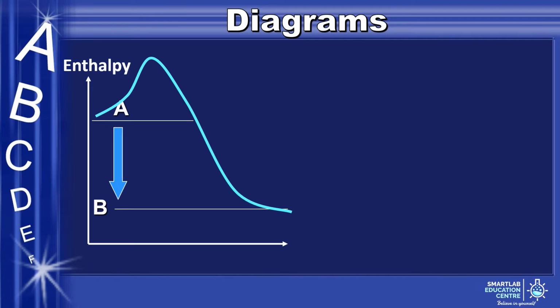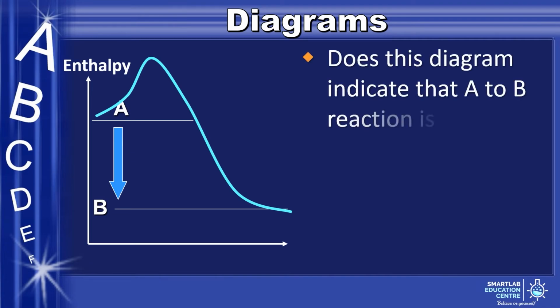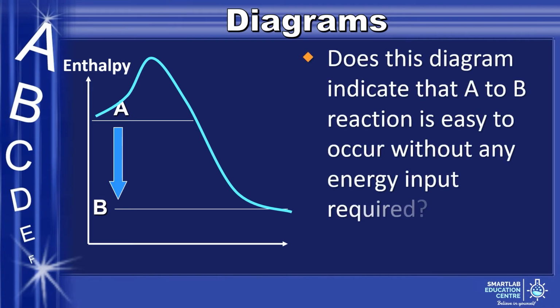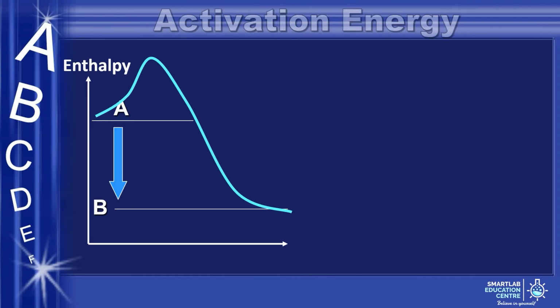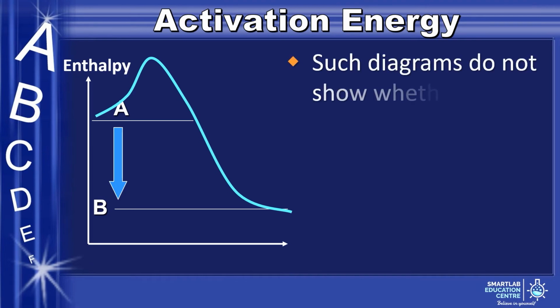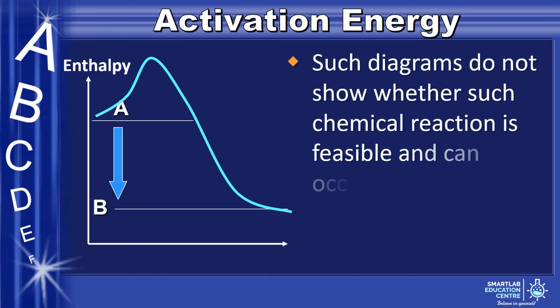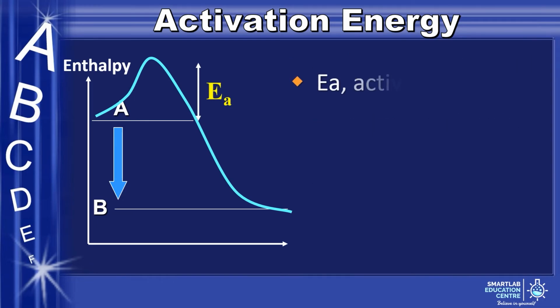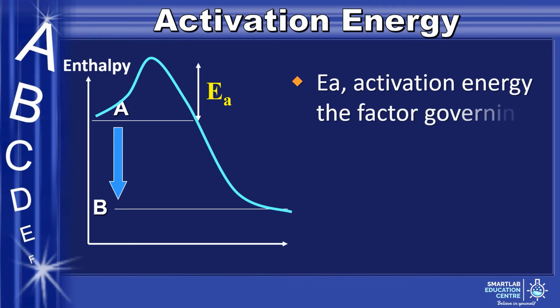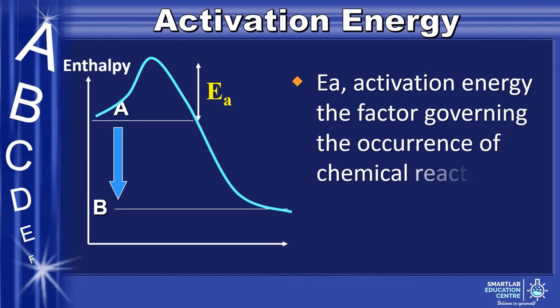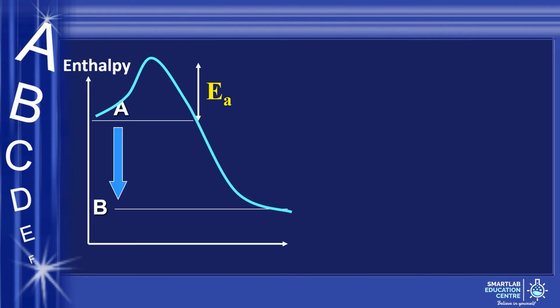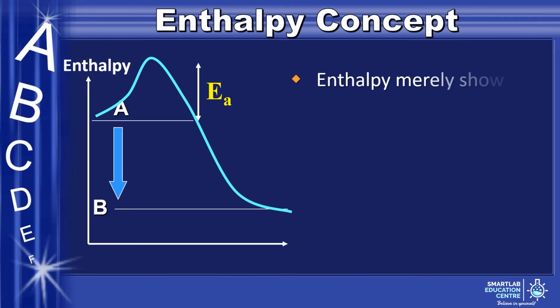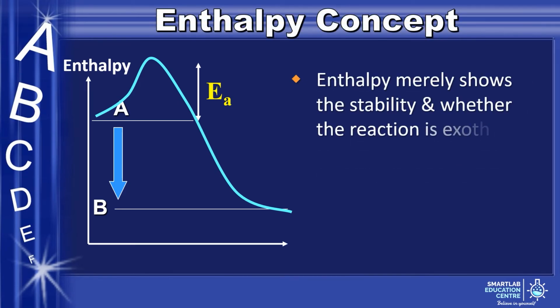Does this diagram indicate that the A to B reaction is easy to occur without any energy input required? The answer is no. These diagrams do not show whether such chemical reactions are feasible and can occur. Activation energy seen in the diagram is the factor governing the occurrence of a chemical reaction. Enthalpy merely shows the stability and whether the reaction is exothermic or endothermic. Enthalpy is independent of activation energy and vice versa.